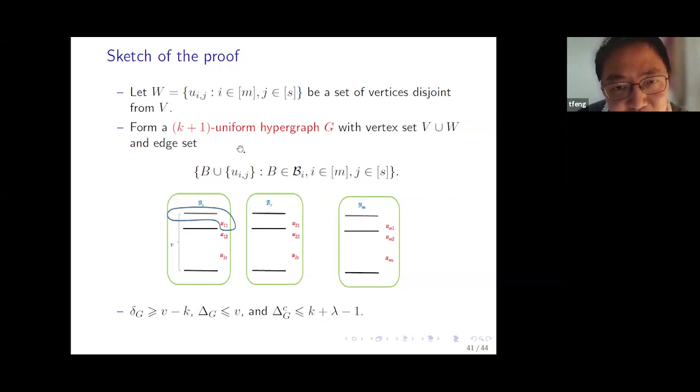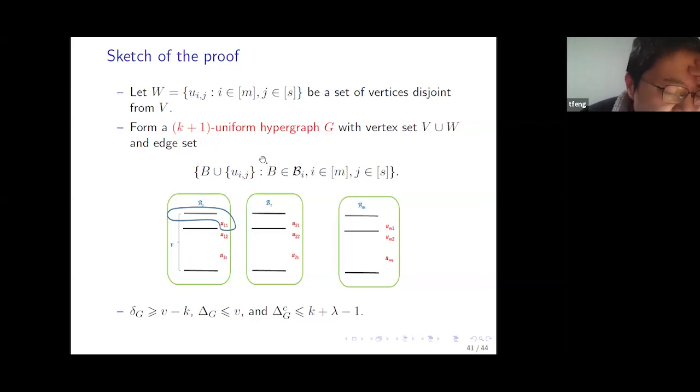We can form a uniform hypergraph. How to do it? First, for each base block orbit, we add S new points. For the first block orbit, for example, we add U11, U12, up to U1S. These are S new elements. And we join each element to the base block to form a k+1 set. We let it be an edge in a k+1 uniform hypergraph. So we make a k+1 uniform hypergraph.